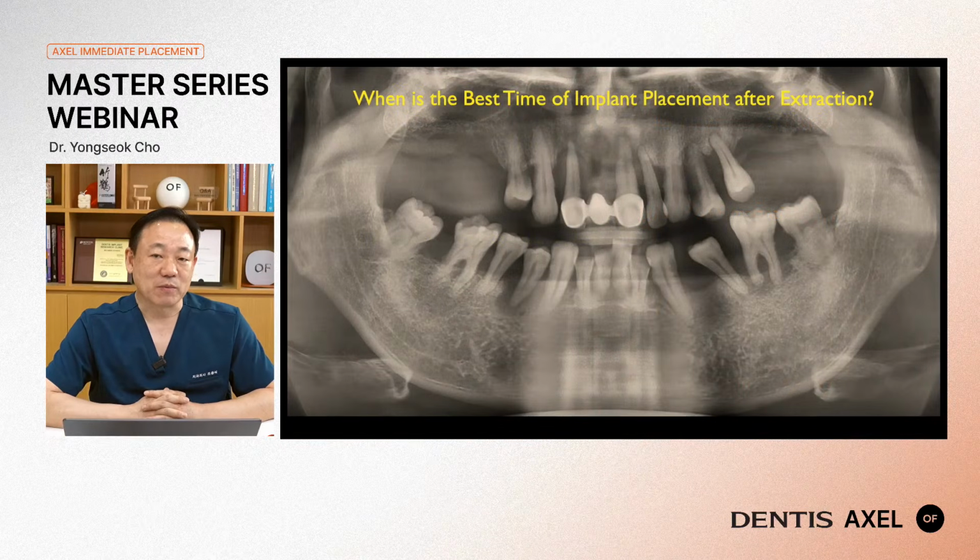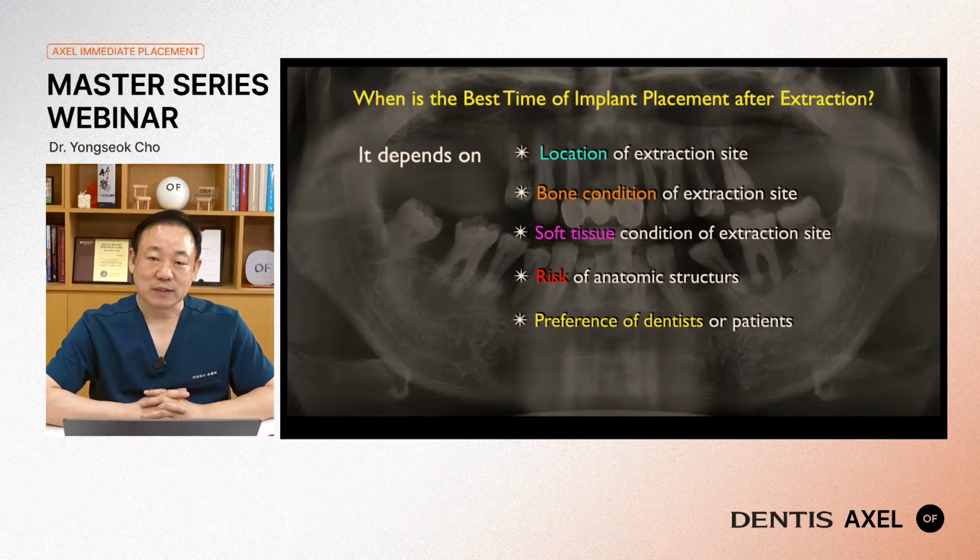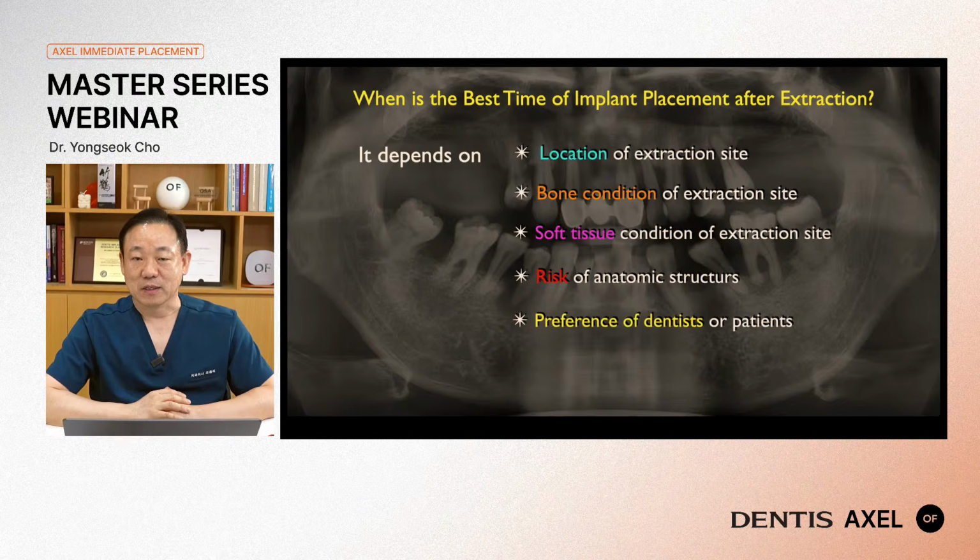When is the best time of implant placement? After extraction. We place implant after tooth extraction. It depends on the location of the extraction site, the bone condition of the extraction site, and the soft tissue condition, and sometimes we consider the risk of anatomic structures. In reality, because of the preference of the dentist, we choose implant timing.